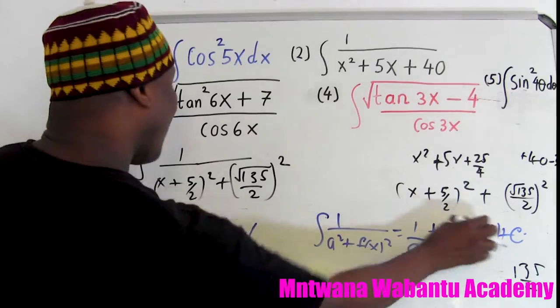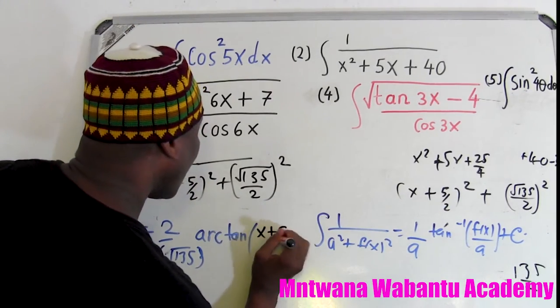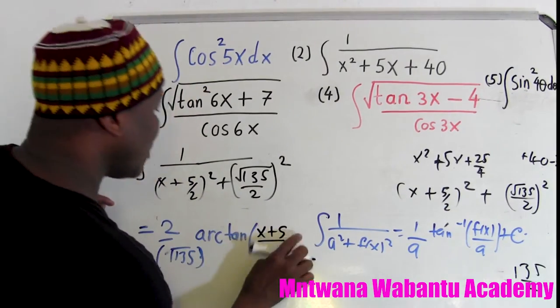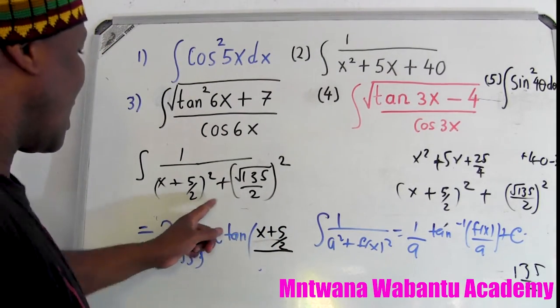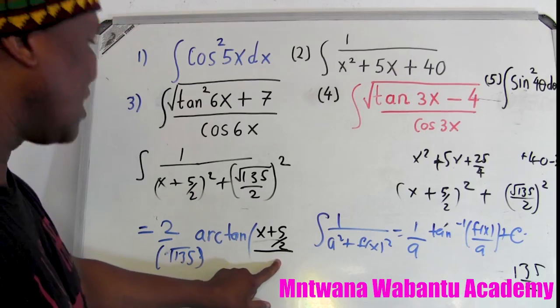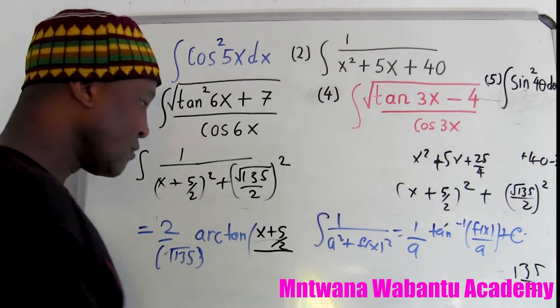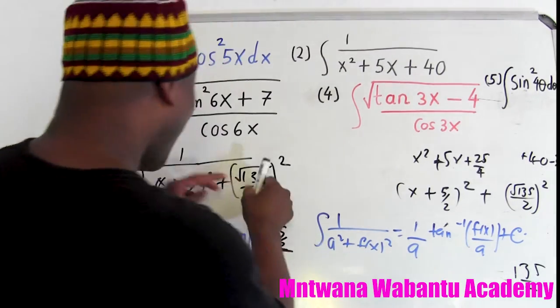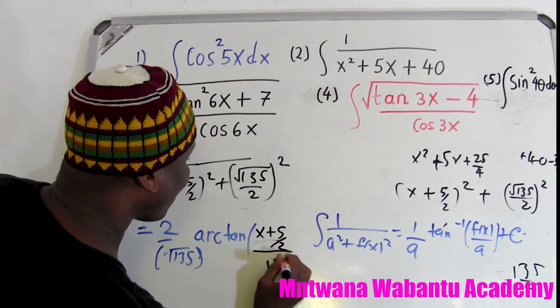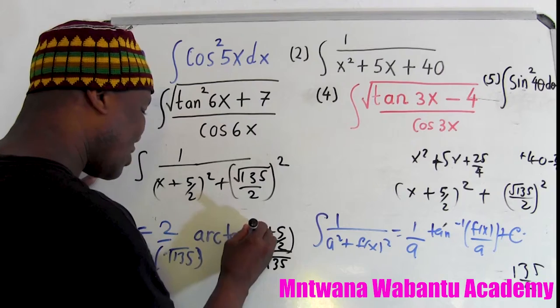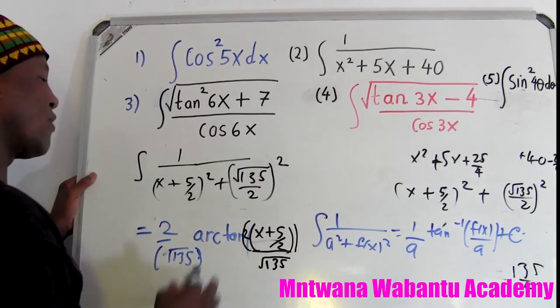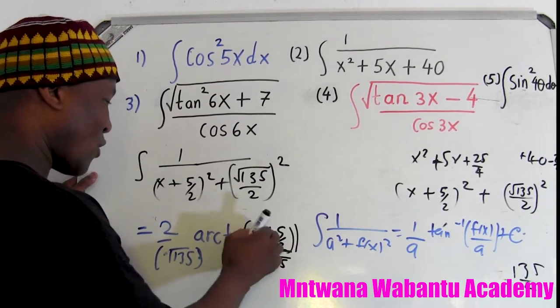Now we come here and take our f(x). f(x) means x plus 5 over 2. Then we divide by our a. What is our a? Our a is root 135 over 2, so the 2 goes to the top, which means we must multiply by 2. If you want, you can say 2x and this is going to be 5, so it's going to be 2x plus 5.